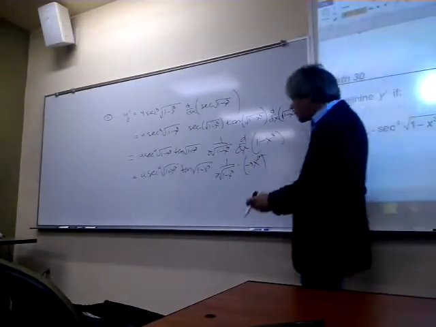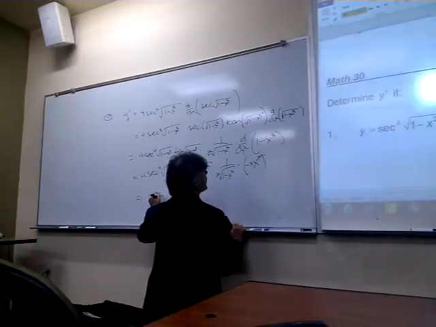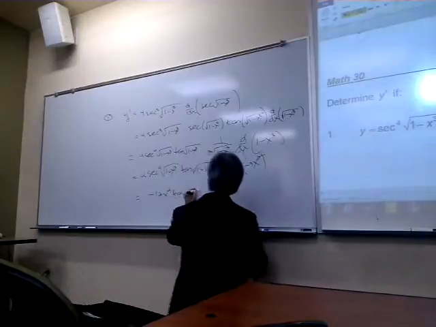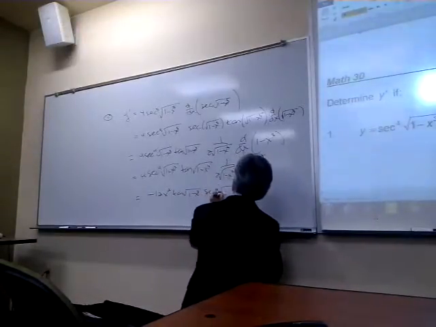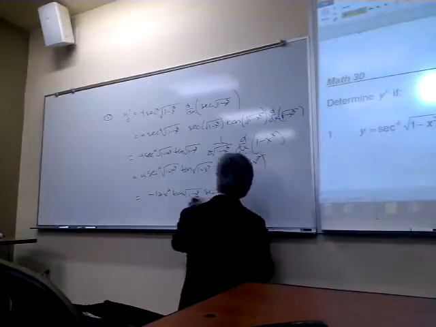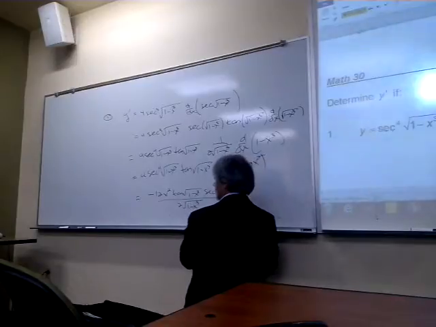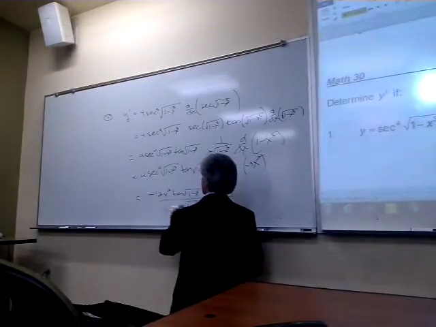Very nice. Or how about more concisely? Is this simply negative 12x squared tangent of root stuff secant to the fourth of root stuff, all over 2 root stuff? You guys, I just noticed I couldn't simplify this any further. I should have canceled the factor of 2 upstairs and downstairs. I didn't even see it.